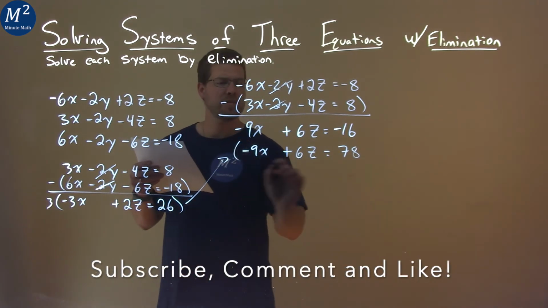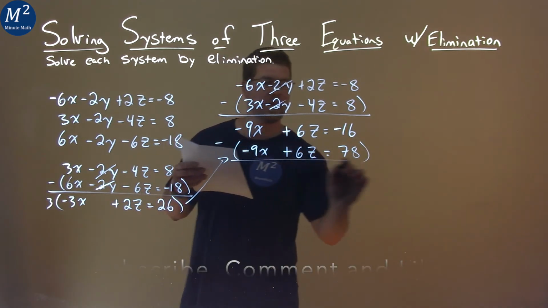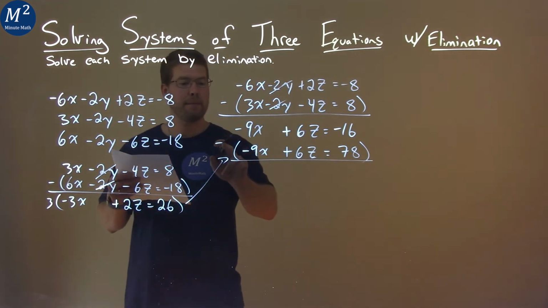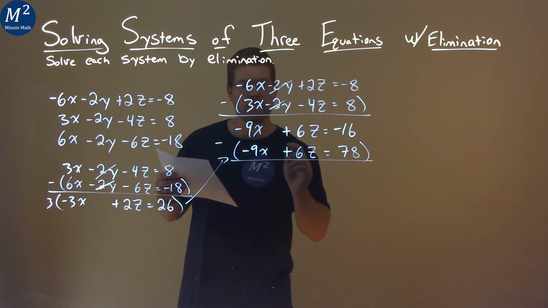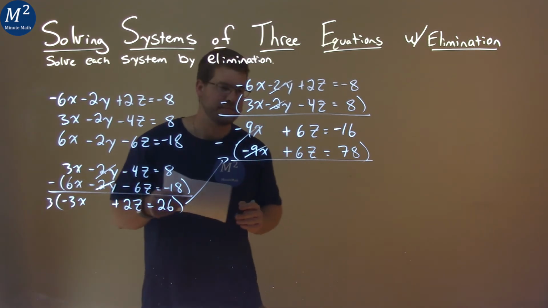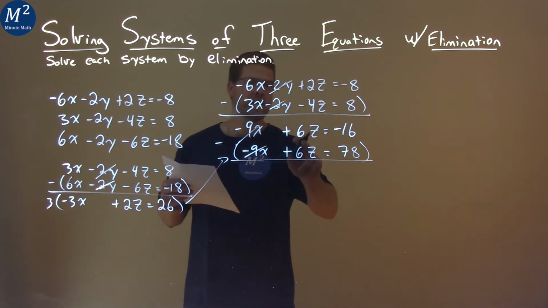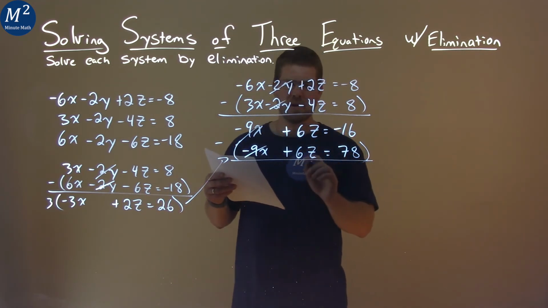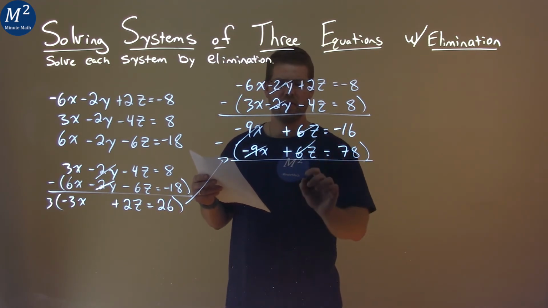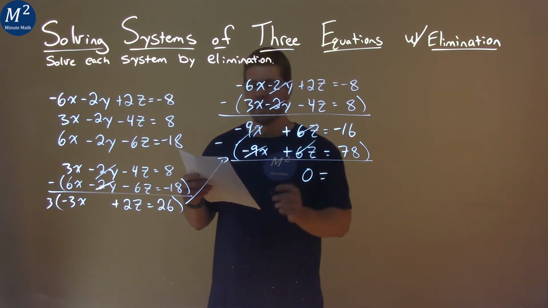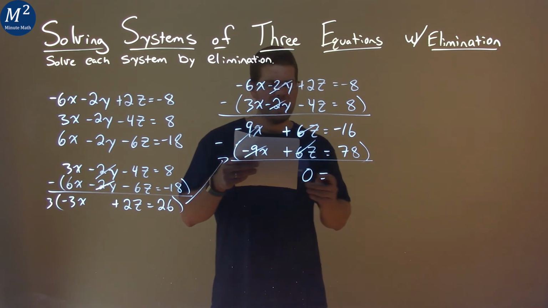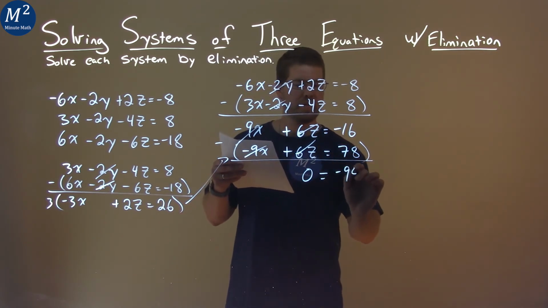Alright, if I subtract these two equations here now, I can eliminate my x value. Negative 9x minus a negative 9x, like adding a positive 9x, they cancel. Now let's go with the z's. 6z minus a 6z, well, that's also 0, they cancel, so we have 0 on this side here. Negative 16 minus 78 is a negative 94.